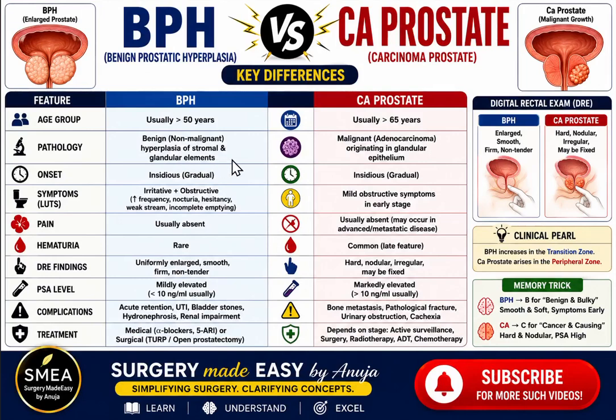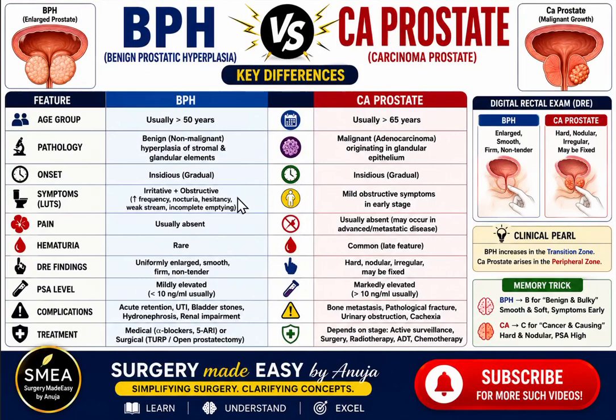Pathologically, BPH is a benign, non-malignant growth in which we are seeing hyperplasia of the stromal and glandular elements of the gland, which means the number of cells is going to increase rather than the size of the cells. CA prostate is a malignant condition, an adenocarcinoma type of cancer originating in the glandular epithelium. Both conditions occur insidiously or gradually progress from time to time.